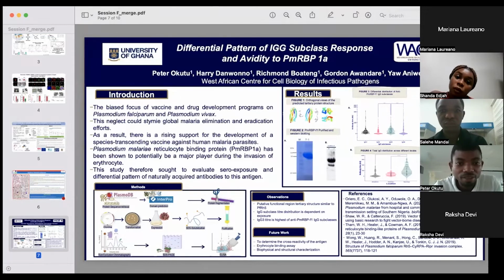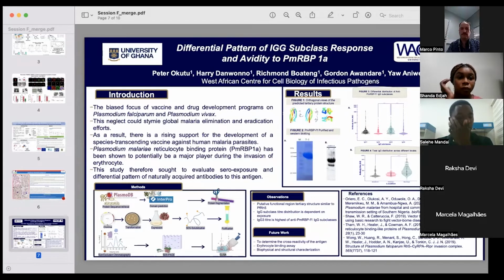Now, malaria is a devastating health complication. However, efforts to design vaccines against malaria have all been geared just towards Plasmodium falciparum and Plasmodium vivax. And this situation, when it continues, is going to lead to a stagnation in the global malaria eradication efforts. So my lab has been researching Plasmodium malariae, and we've been trying to see if we can get a possible vaccine candidate out of it.